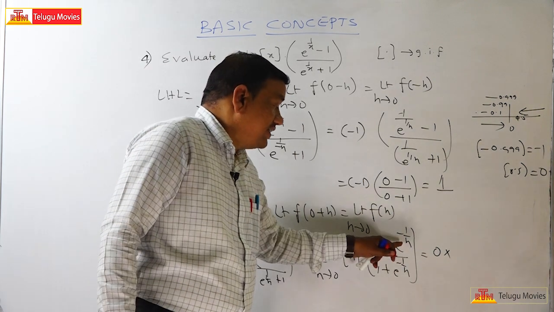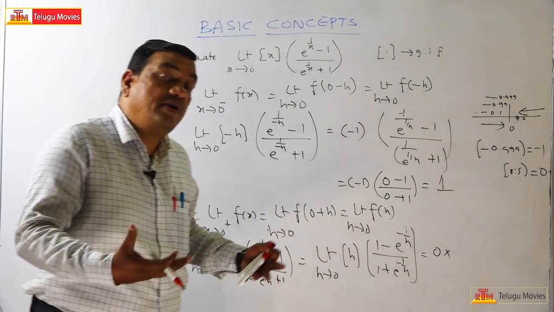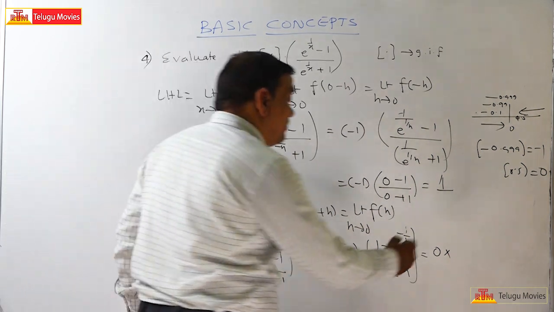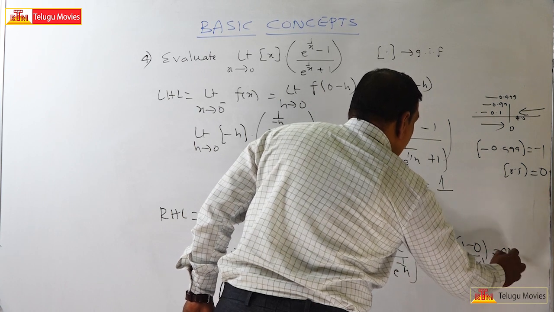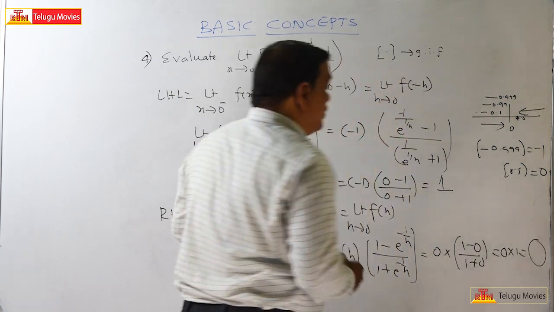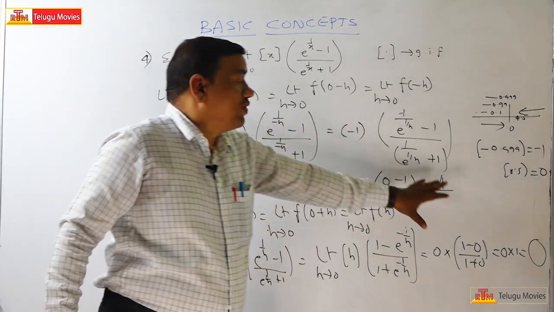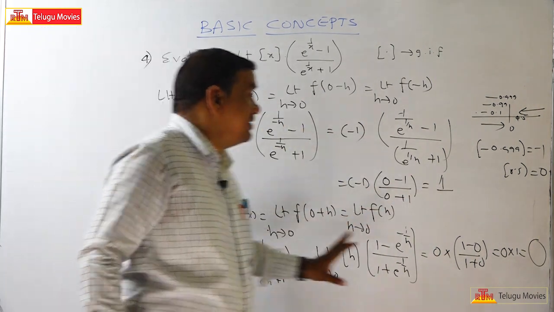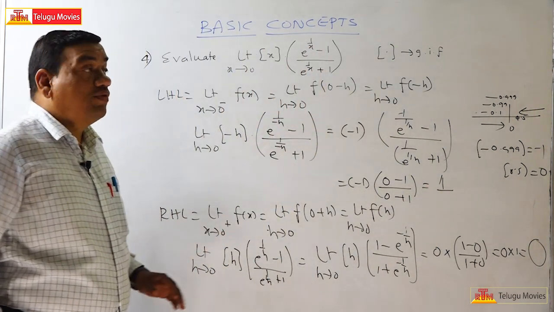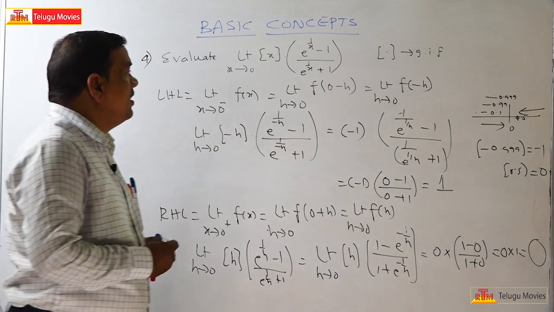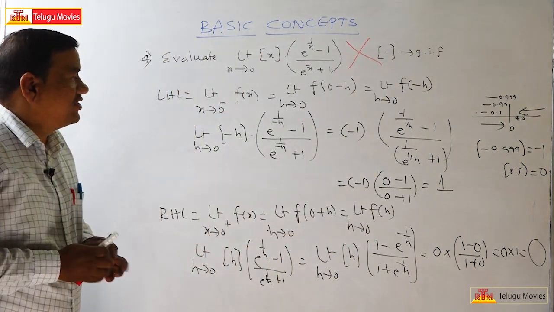As we explained here, 1 by e to the power of 1 by h will come, and the denominator goes on increasing. So, this will be 1 minus 0 by 1 plus 0, 0 into 1. So, this is equal to 0. See here, the left hand side limit is equal to 1, the right hand side limit is equal to 0, both limits are not equal. Therefore, this limit does not exist.